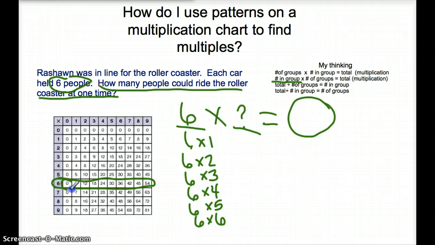Here's 6 times 0, here's 6 times 1, here's 6 times 2, here's 6 times 3, here's 6 times 4, here's 6 times 5, here's 6 times 6, here's 6 times 7. Okay, so my answer could be 6, 12, 18, 24, 30, 36, and I'm going to stop there, but I could keep going.